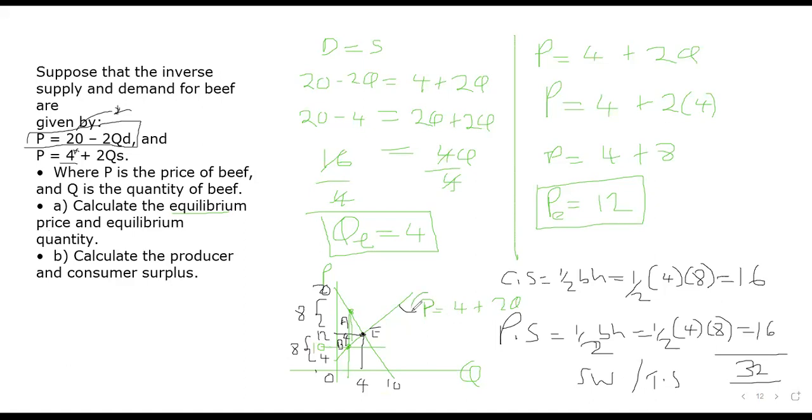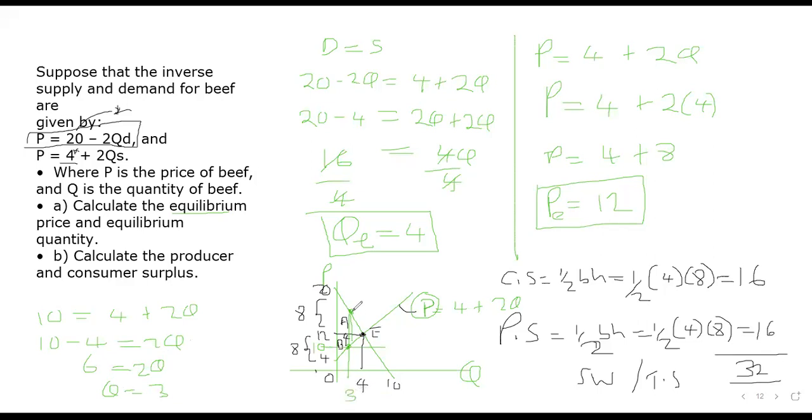So where there is P, what do we put? We put 10. We're going to have 10 is equal to 4 plus 2Q. On the opposite side, subtract the 4, it will give us 6 is equal to 2Q. And when we divide both sides by 2, we're going to get our Q, which is 3. So you hit here at 3.